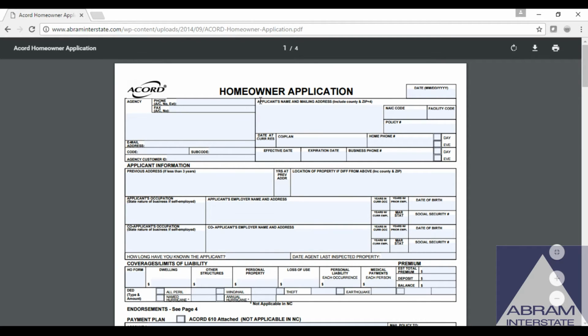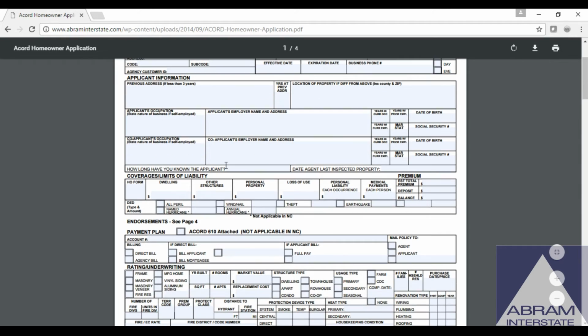I'm going to start with applicant's name and mailing address. We do need the full name. If there are two customers, be sure to include both customers' names and mailing address. In addition, agency name. Please always make sure that this information is filled out so we know who to return the quote to. If we do receive an application without agency information, it simply gets logged in our system and will not be reviewed. A phone number, fax number for the retail agent is also requested, or an email address so that we know who to send it back to.